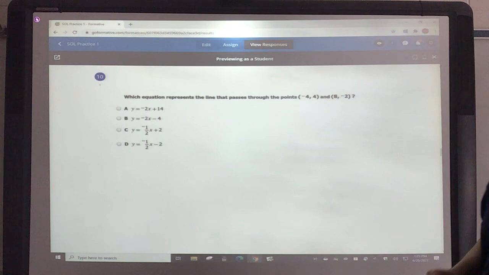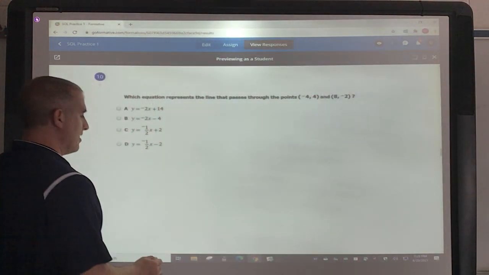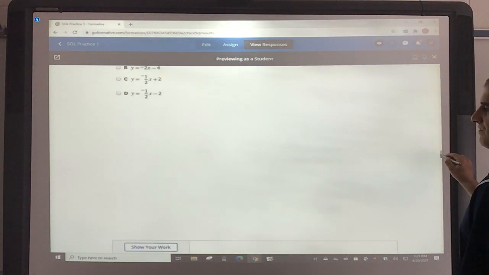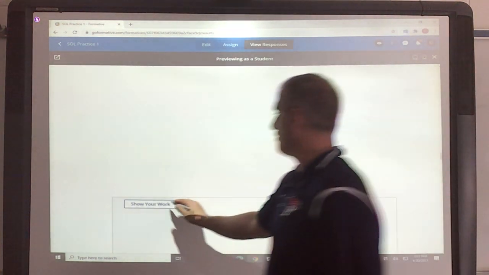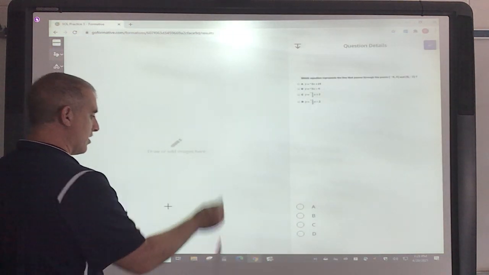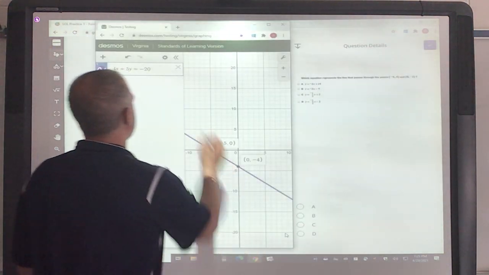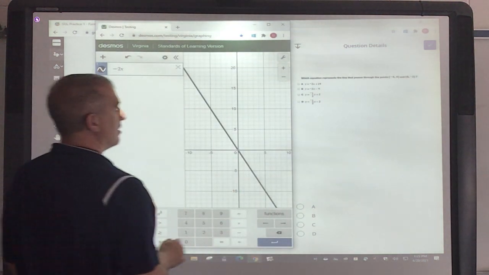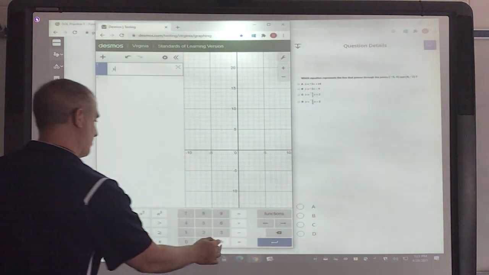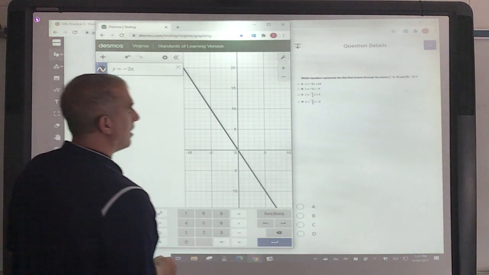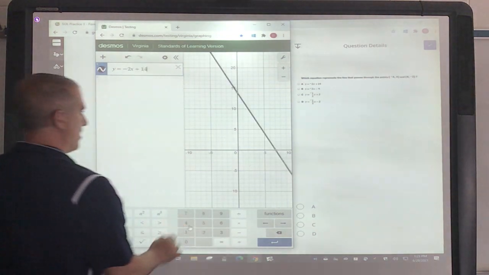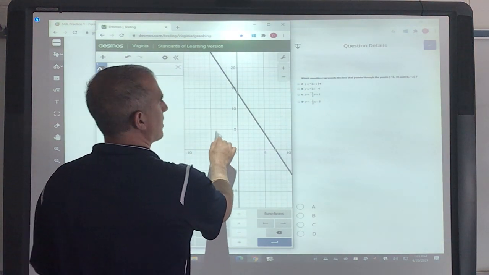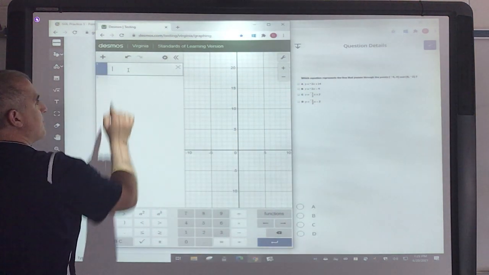It says which equation represents the line passing through negative 4, 4, and 8, negative 2. Here's what I would do with that. Once again, I'm going to graph those in Desmos and see which one goes to those points. Y equals negative 2x plus 14. So where is negative 4, 4? That's nowhere even close to that. So that A can't be my answer.